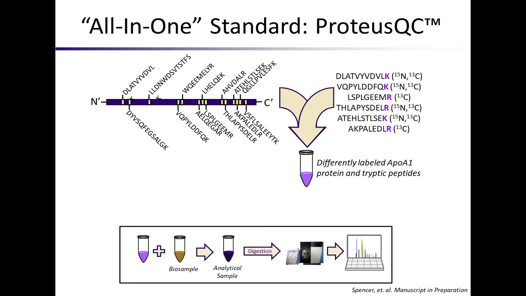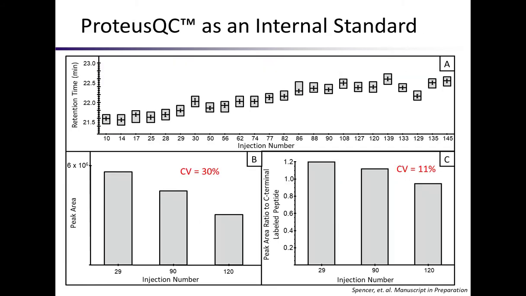So the peptides are labeled just at the C terminus, and the protein is 15N labeled, and so they show up differently. We mix those together and can add them to a biosample and digest that and analyze it, and have an all-in-one standard that you can just spike in. So that's been pretty nice. And you actually can look at a lot of different stuff with this.